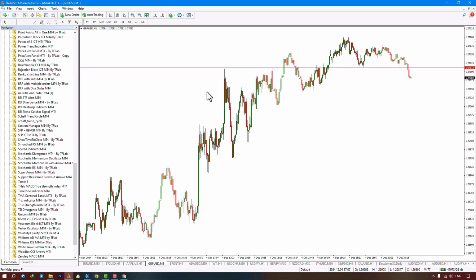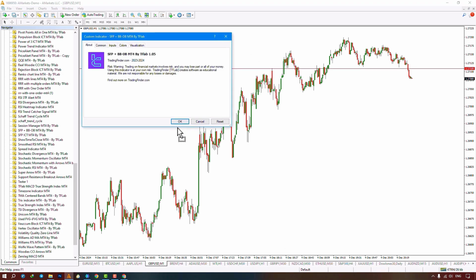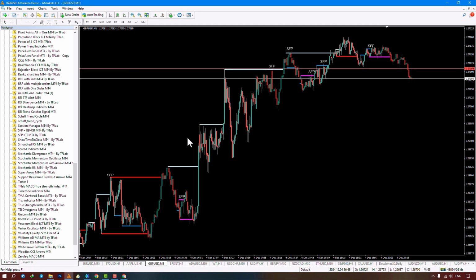From the navigation section, we select the indicator file and execute the indicator by dragging the file onto the chart. Ensure the Allow DLL Imports option is checked in the settings, then click Confirm. Once the indicator is on the chart, it searches for and draws swing failure patterns based on order blocks, breaker blocks, change of character, and break of structure.